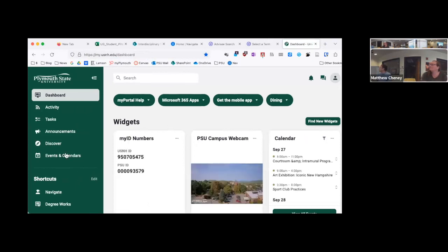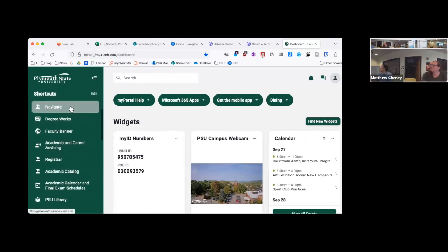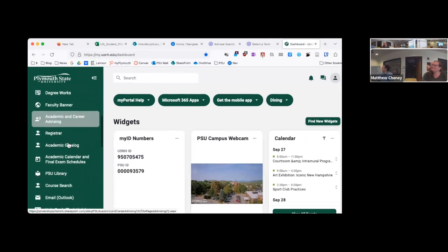All right, so from here, you can see the shortcuts that I've added. This is all the big stuff that we use: Navigate, DegreeWorks, Faculty Banner, ACAC, Registrar's Office. The Academic Catalog is really useful. In IDS, it's probably more useful than in other places, but I access the catalog all the time.